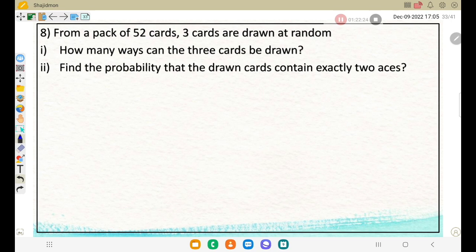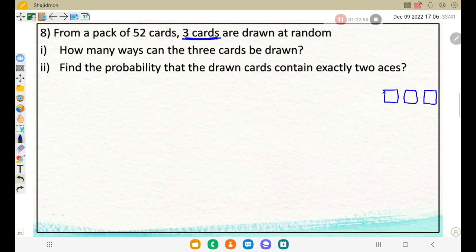Now question number 8. We are going to question number 8 now. From a pack of 52 cards, 3 cards, see, this is the important word, 3 cards are drawn at random. I told you, 2 or more than 2 means always we need to use combination. So 3 cards we are choosing: first card, second card, third card. 3 cards we are choosing from 52 cards.